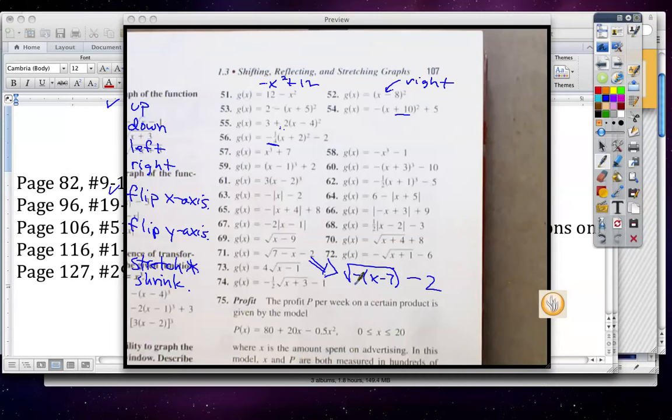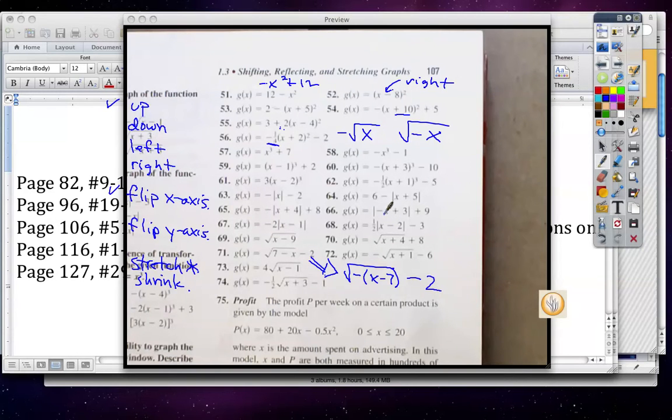Remember the 2 examples that we had? The one was negative times the square root of x is the flip across the x. And if you put the negative inside, it's the flip across the y. Would 72? No. There's not a minus inside. So that's a flip across the x. I don't think there's, well, okay, this one right here.